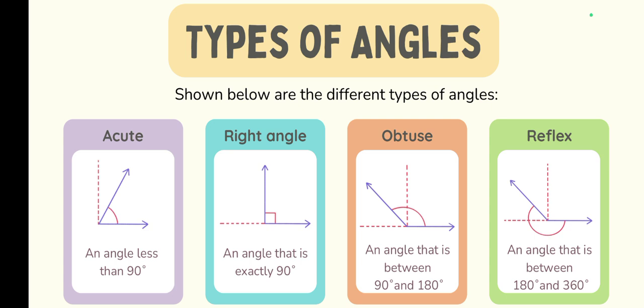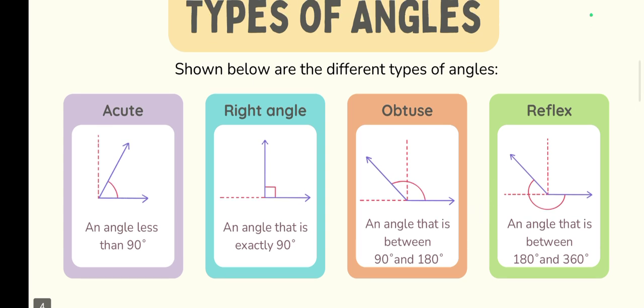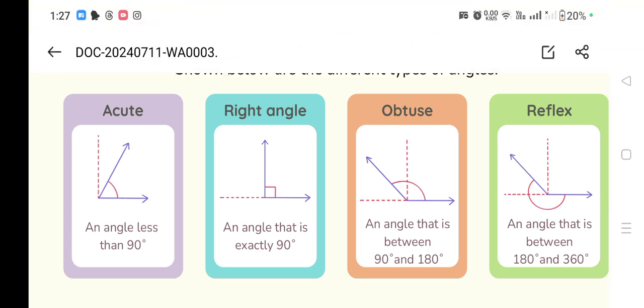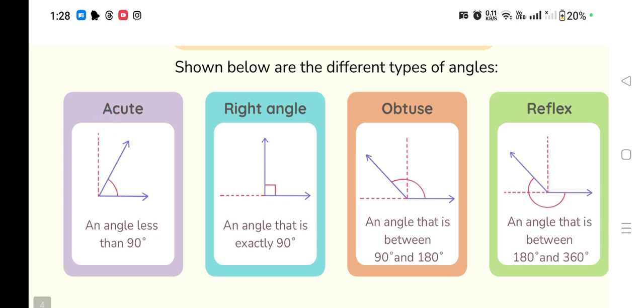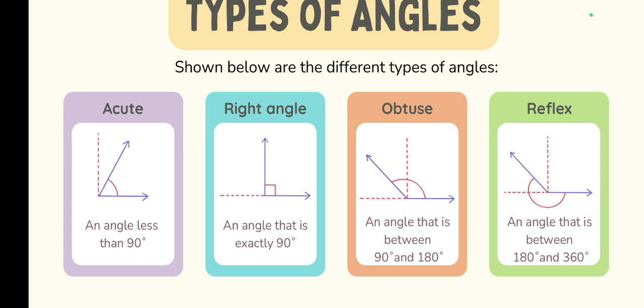Now we will study types of angles. There are different types of angles. The first one is the acute angle. The angles which are less than 90 degrees, we call acute angles. For example, 60 degrees is an acute angle, 70 degrees is an acute angle, 89 degrees is an acute angle, because that is less than 90 degrees.